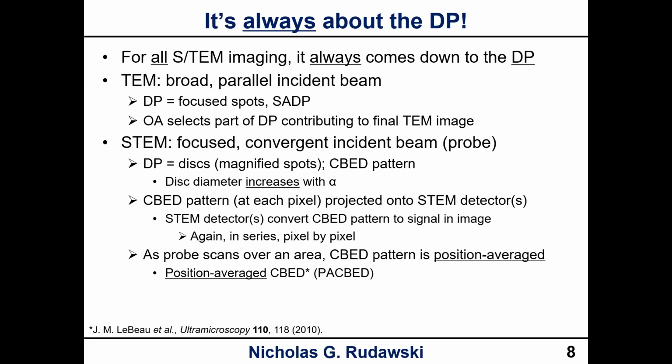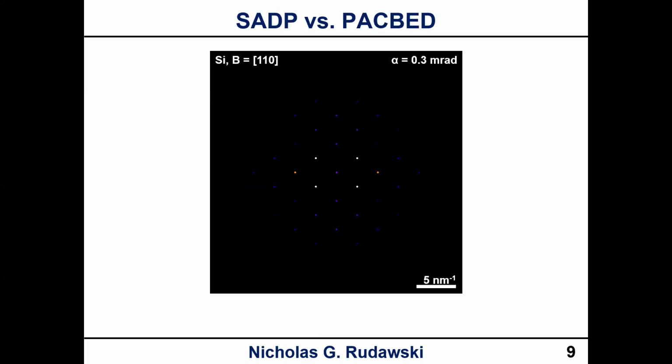Okay. Now, one thing that we can define: if we're scanning the probe over an area, the CBED pattern that we're going to observe, if we actually look at our viewing screen, is going to be position averaged. And we call that a position averaged CBED pattern, or a PACBED pattern. So that's a common term that you will see associated with STEM.